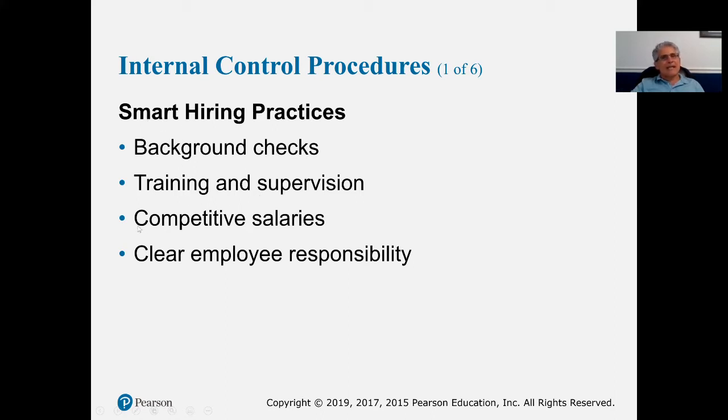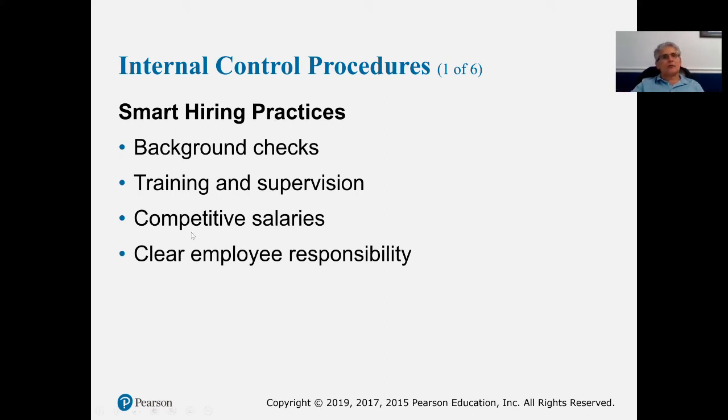Smart hiring practices include training and supervision. We're going to make sure that our supervisors are trained, those individuals who are hiring are trained in selecting individuals, and that they're in a position where they can provide adequate supervision. We just don't hire somebody and let them run amok. We're going to hire them and then put them in a position where they can demonstrate their honesty and their commitment to the organization, and monitor that so that we're certain they're going to be okay within our organization.